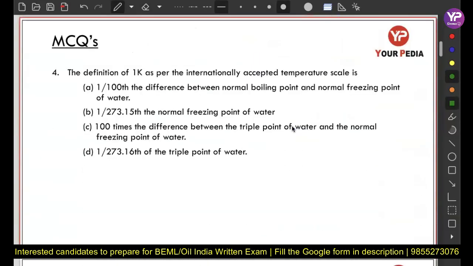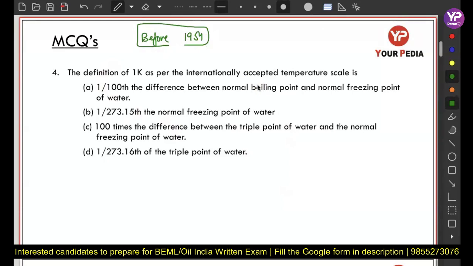Next, the definition of 1 Kelvin as per the internationally accepted temperature scale. Now just see the history of the temperature scale, how we have defined the temperature scales. Before 1954, in order to measure the temperature, what is the meaning of temperature? Temperature is a parameter which is used to define or compare the hotness and coldness of a body. This is the definition of temperature.